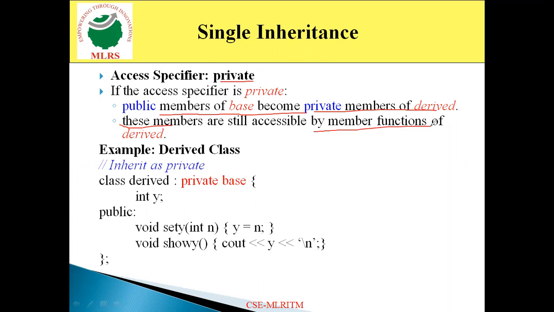And if you want to access the member functions, then you can access the member functions of the derived class here. Now take the example class derived. Here I am deriving a derived class from the base in private mode. Now int y, same as it is, void setY of int n. Here I am assigning the n value to y. Void showY simply is meant to print the value of y on the output screen.